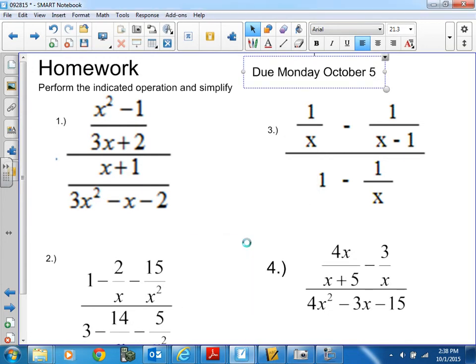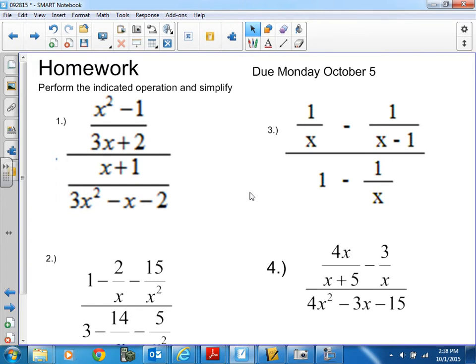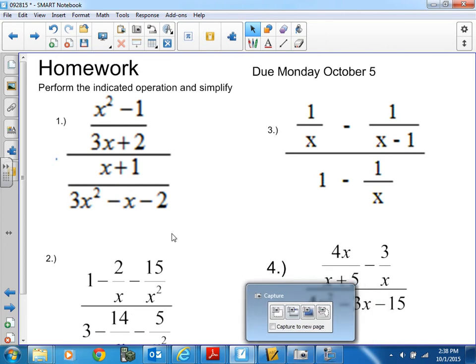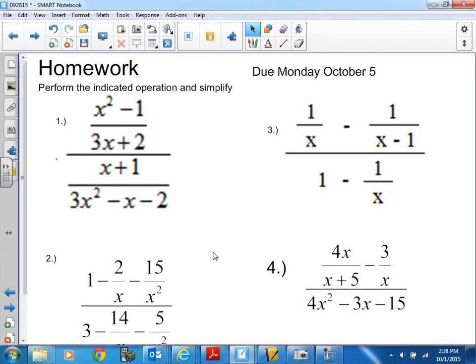Let me get this out of the way. Write down these questions. Just perform the indicated operation and simplify. I am going to go over a couple of them, not sure which ones at this point. So write them down and work on them and come back and see if you got the ones right that I go over. All right?